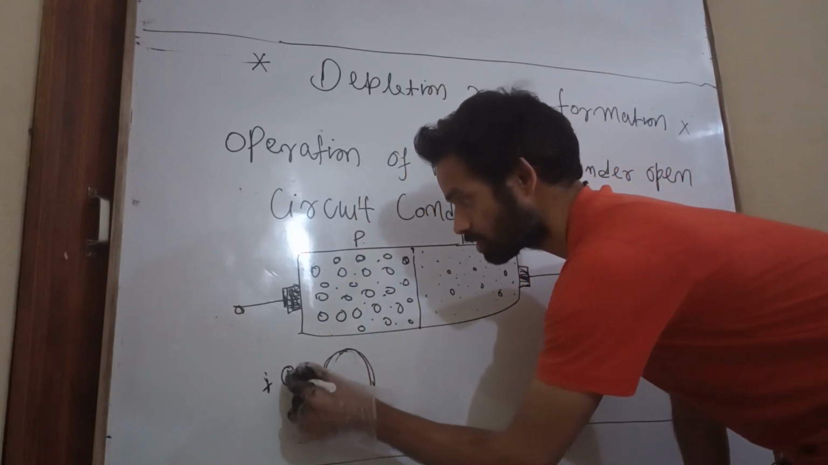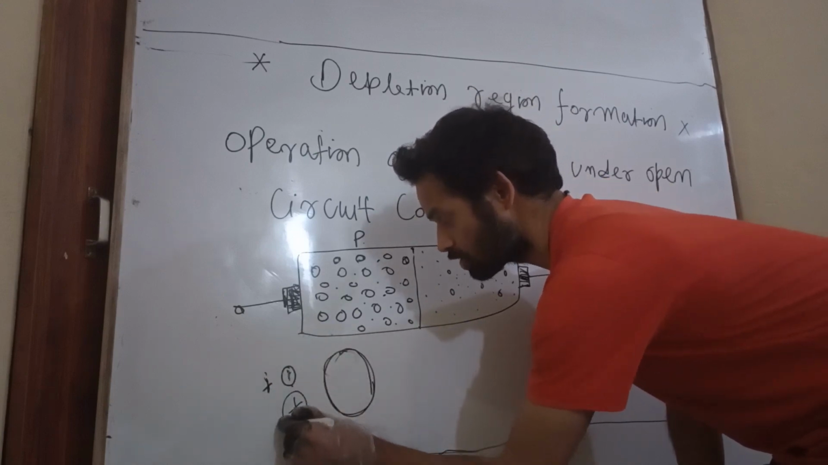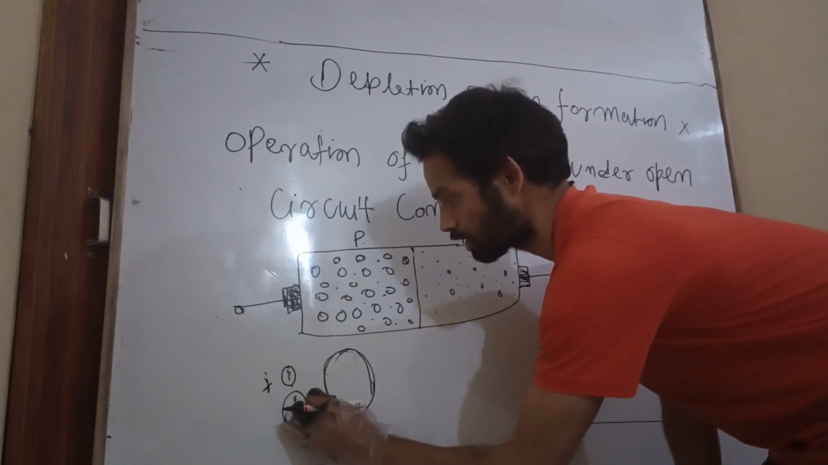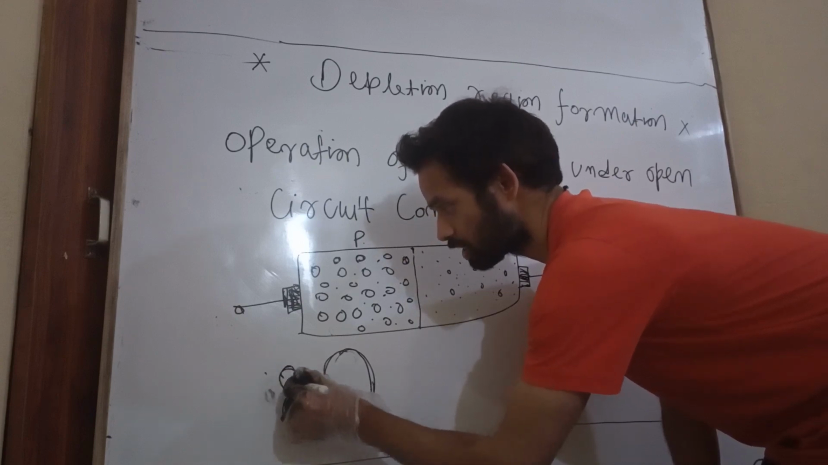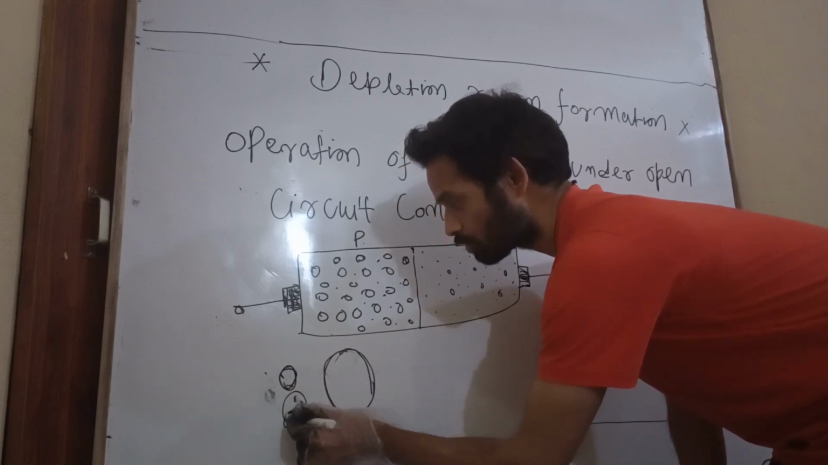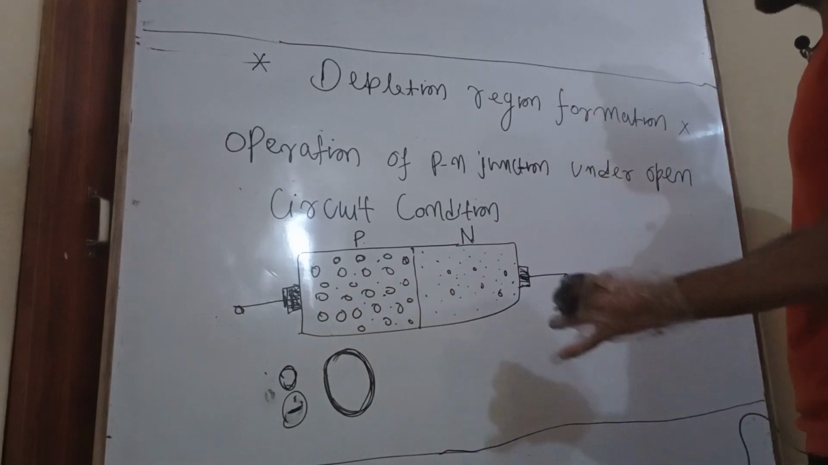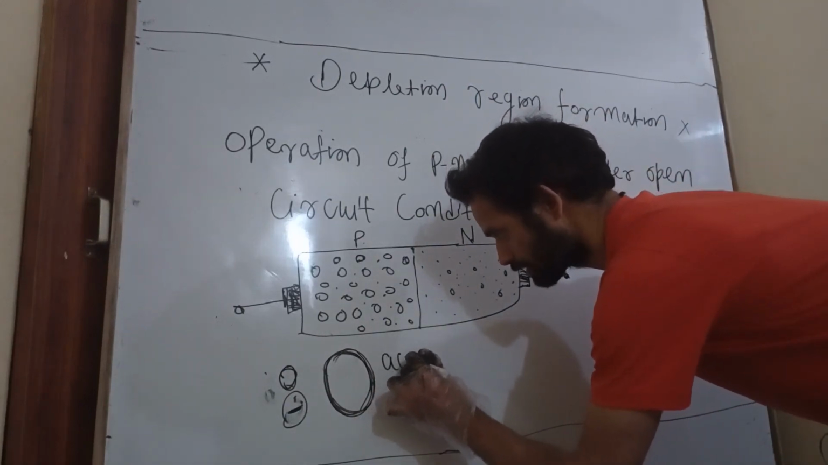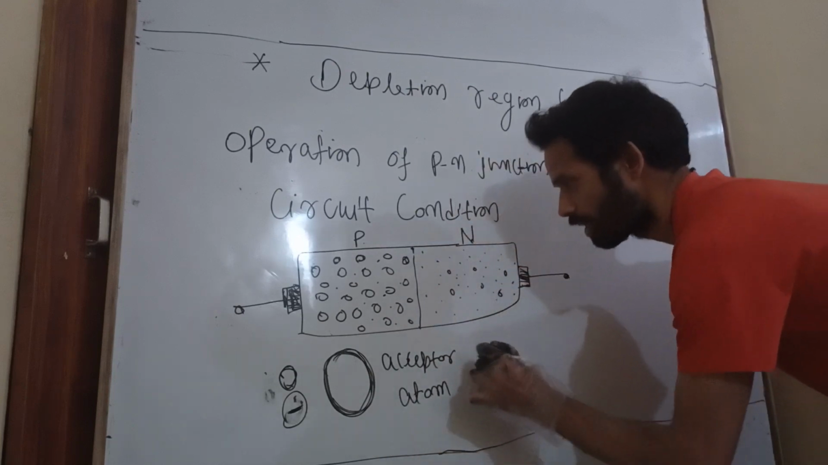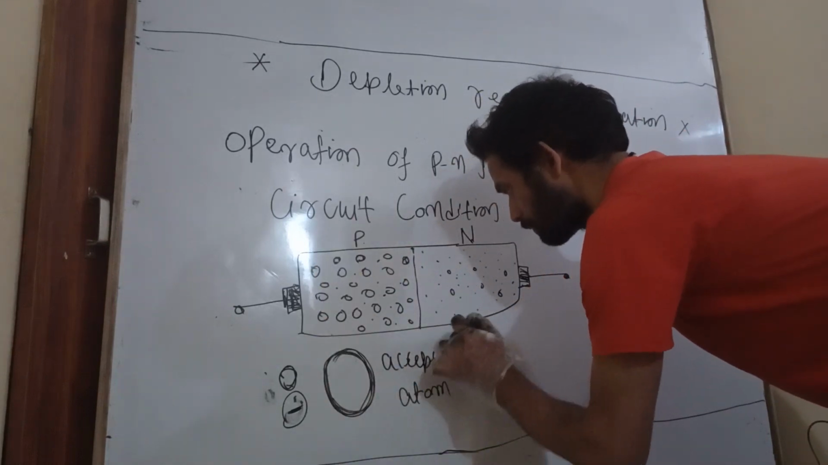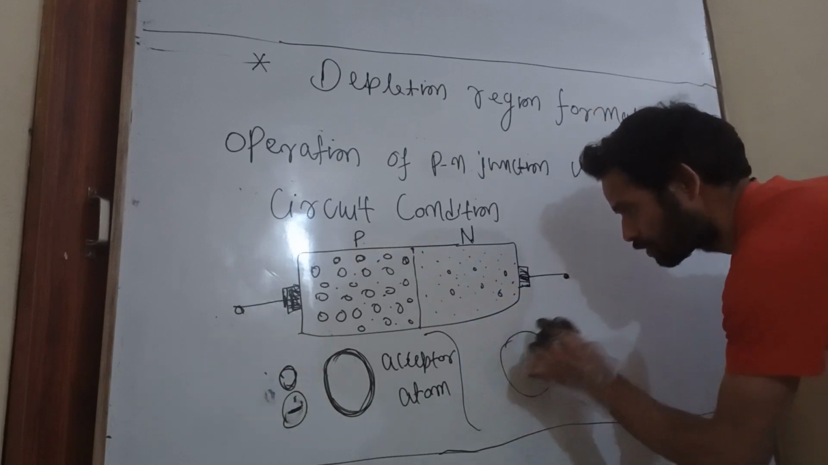This empty state is neutralized by an equal amount of negative charge associated with this acceptor atom. This is my acceptor atom at the P region side. And here at the N region side there is a donor atom.